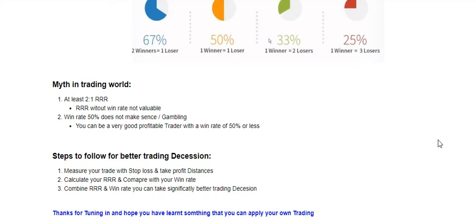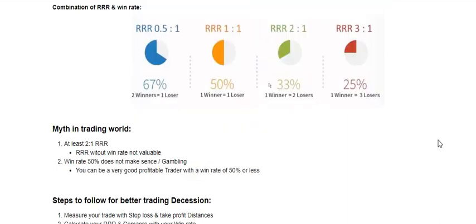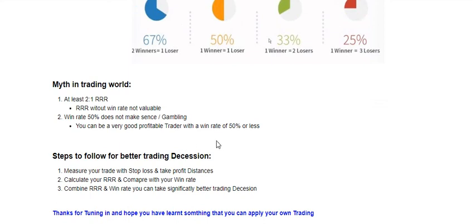Okay, now the second point, most of the time traders say 50% doesn't make sense, it's pure gambling. So a 50% win rate means that 50% of the time you lose and 50% of the time you win. It just doesn't make sense to anyone, but that's not true. Trust me, you can be a very good profitable trader with a win rate of 50% or less. As you can see, in scenarios three and four, your win rate is really less than 50%, but you are still making money if your RR is 2 to 1 and 3 to 1, right? So there are the two myths I just discussed.